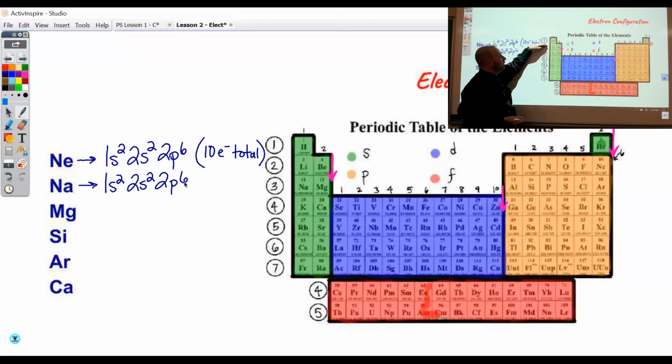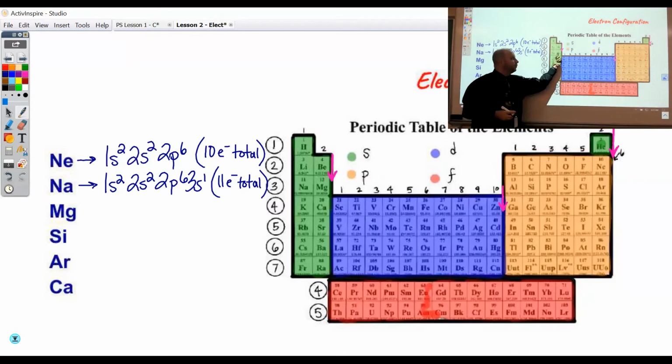Now we're done with the second energy level. We're in the third energy level. We're going to stop right here. So we're going to write down 3, because we're in the third energy level, S, and then spot number 1. So 3s1, total of 11 electrons.